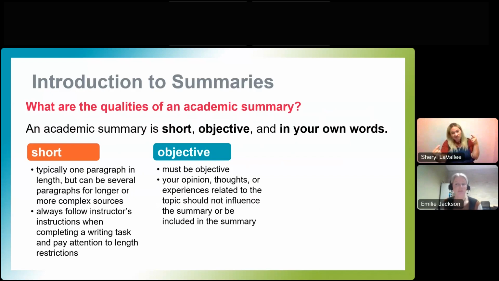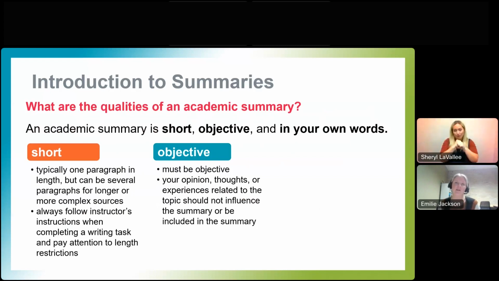Unfortunately, you may have other opportunities to share your opinion about that topic or that text or work. But if you are asked by your instructor to write a summary of something, they don't want to hear what you have to think about it. You have to remain objective. You have to keep your opinions out of the summary.